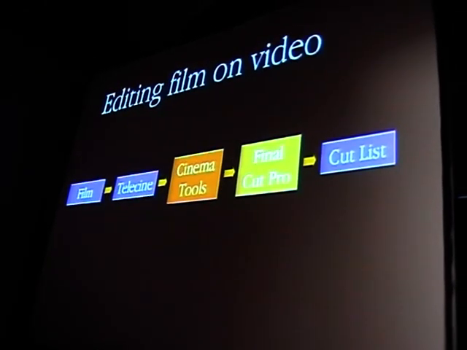Okay, you start with film, and then you go through this process called the telecine process. And then what we do is we take that, from that process we then go into Cinema Tools. Cinema Tools then allows us to very easily edit within Final Cut Pro. And then from that we can create a cut list, which can then go back to the people who are working with the film itself, and they can do the conform. They can conform that film to that.